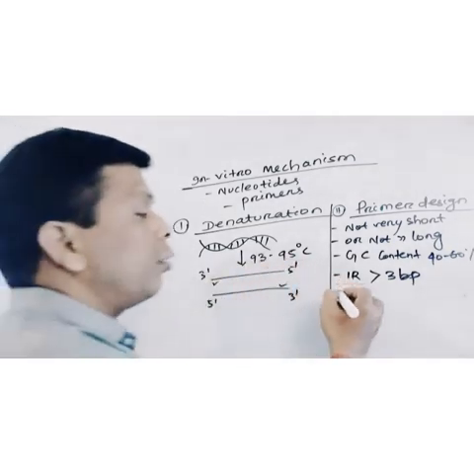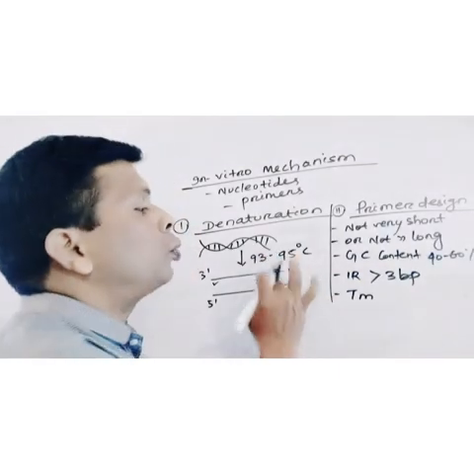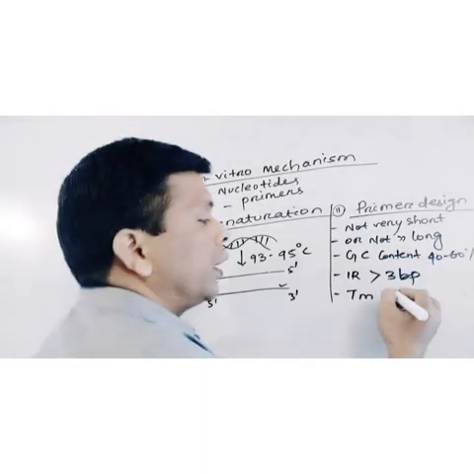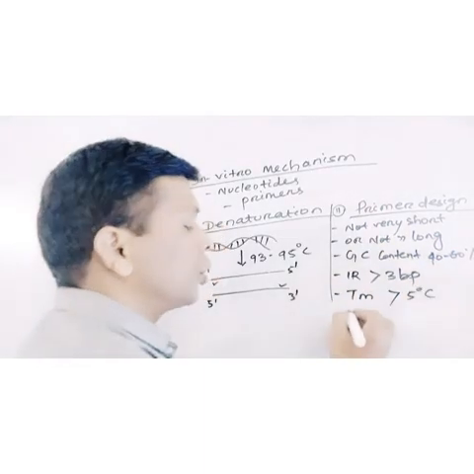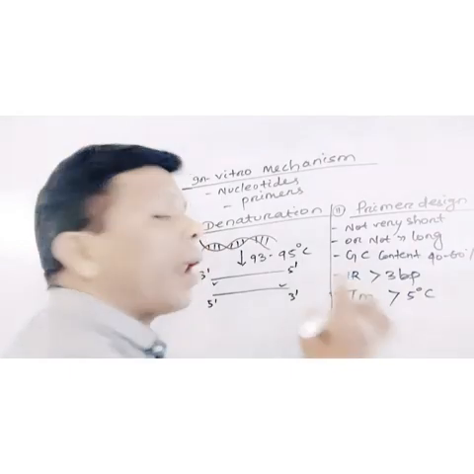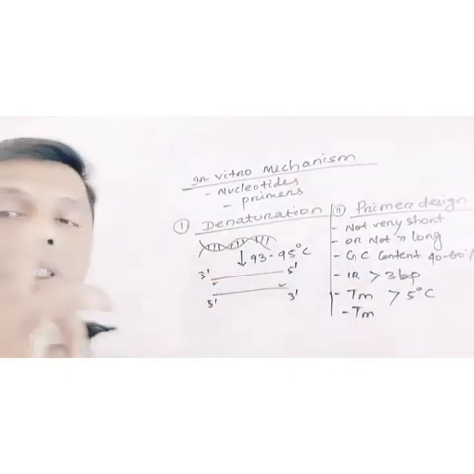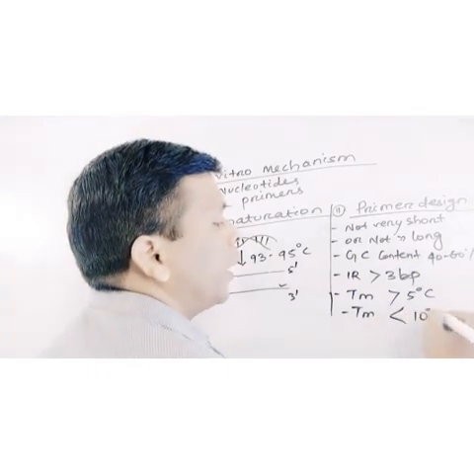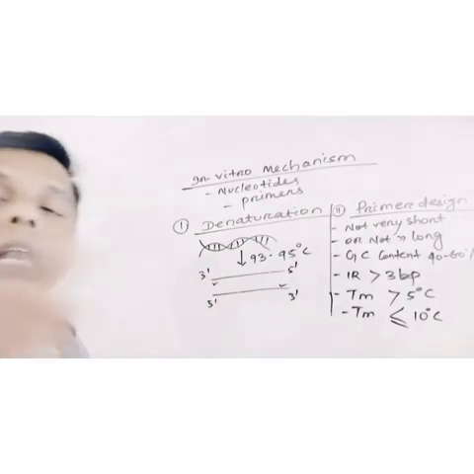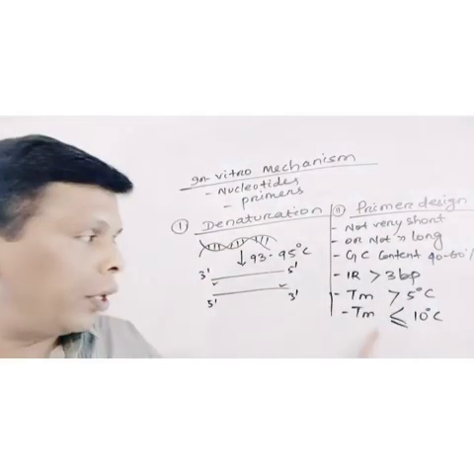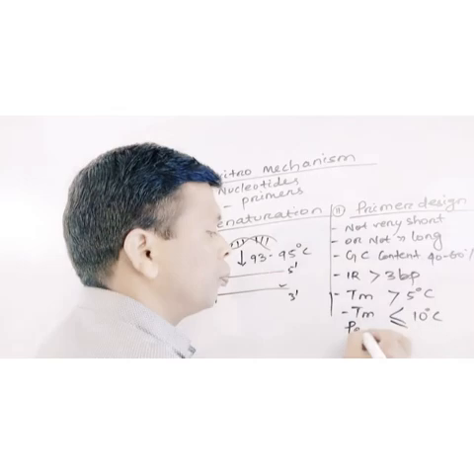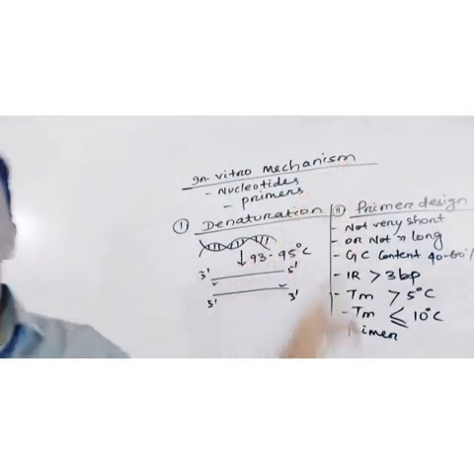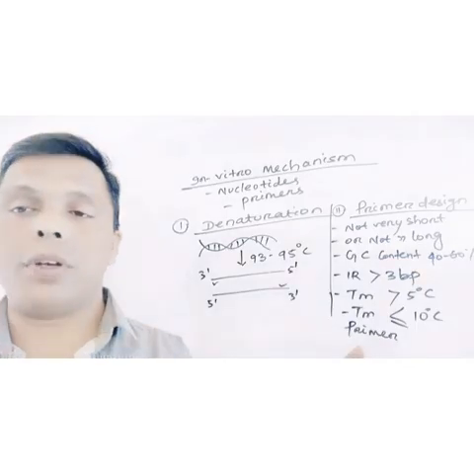The melting temperature Tm value of the two strands should be greater than 5 degrees Celsius, but the Tm value for the primer with the strand should be less than or equal to 10 degrees Celsius. The Tm difference of 5 is between the two strands, and 10 is for the primer with the strand. This is essential to design a primer.